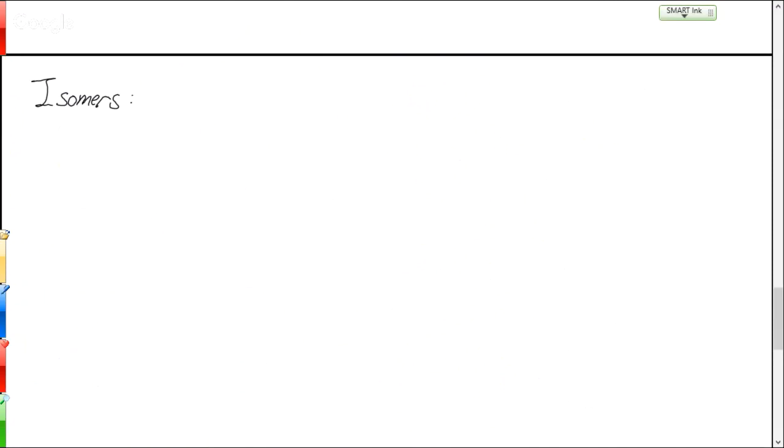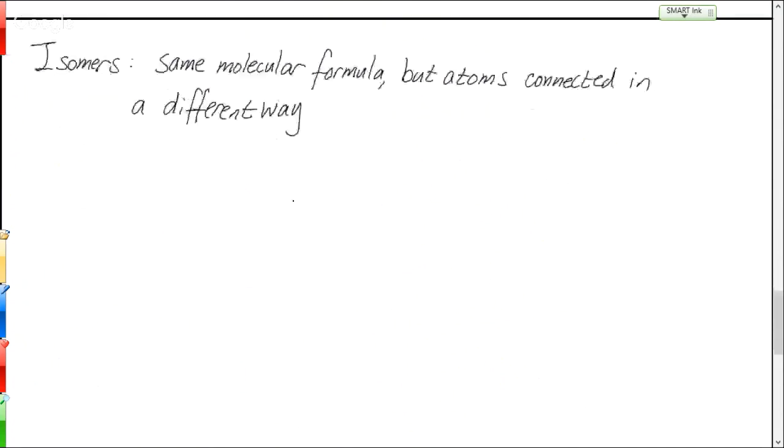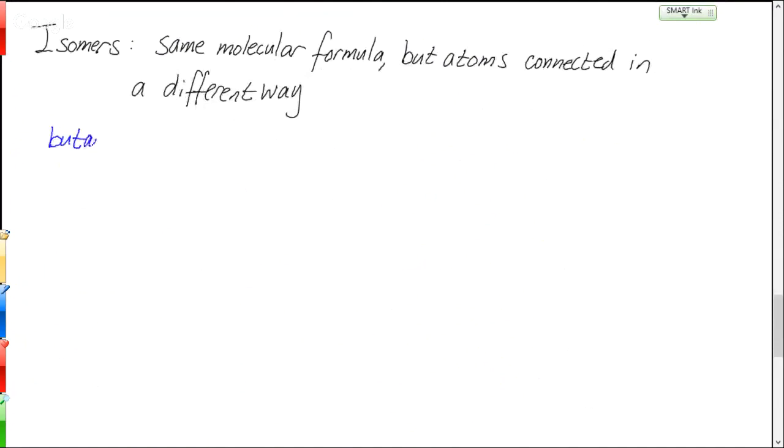We're going to find a new term called isomers. Isomers are molecules with the same molecular formula, but the atoms connected in a different way. So for example, butane. We wrote it as this. But there's another way to write butane. Or there's another way to use those same atoms. It's not butane anymore. And that is like this.